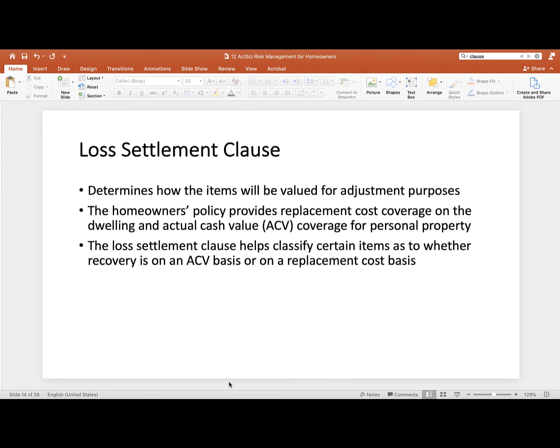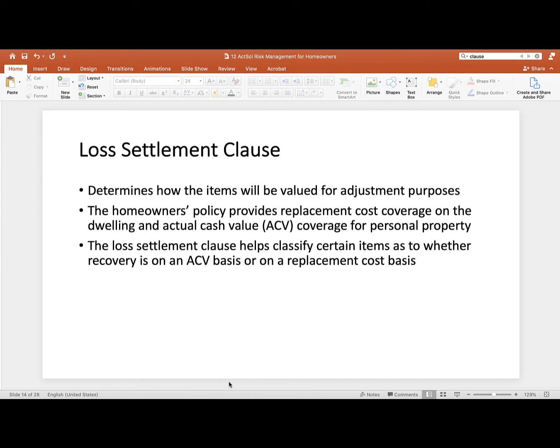What's the loss settlement clause? This determines how items are going to be valued after some damage has occurred to them, or they've been stolen, burned, or damaged in some way. Adjustment is just trying to find the actual value of it. The people that do it are called adjusters. They're just trying to figure out the right value for the item.